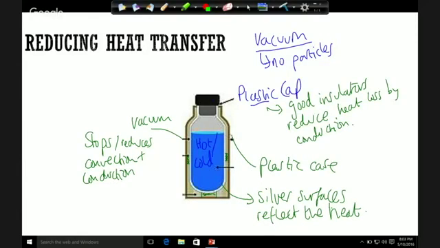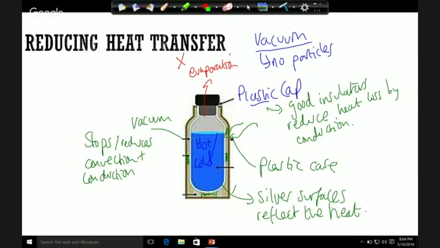So that's if it's hot. If it's cold, it works in exactly the same way, but the opposite way around. So the silver surfaces would reflect any heat that would come in from the outside to stop it warming up. You'd have the plastic on the outside insulating it, so none of that heat from the air would be going in to warm up the flask. This plastic cap I'll just mention as well will also prevent evaporation and heat loss by evaporation. So that will keep the drink inside hot as well.